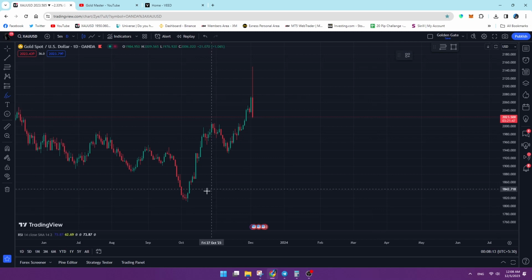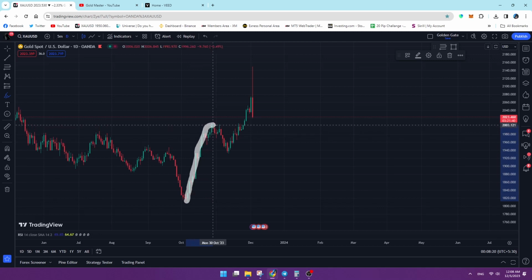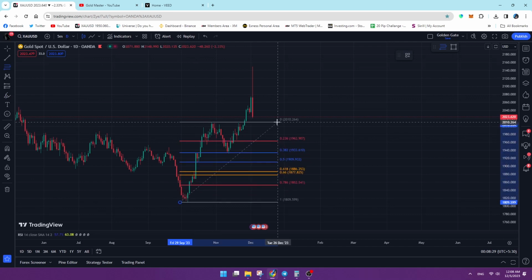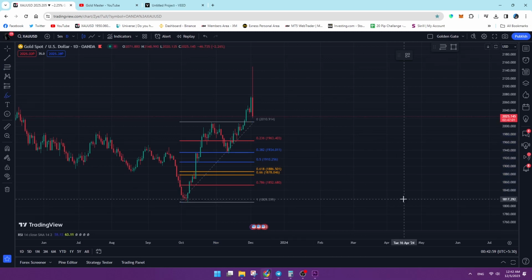Okay. First, let's see how to find a pullback in an uptrend momentum. When price is moving up and tries to pull back, we apply the Fibonacci tool from the swing low to the swing high. Now you can see price has bounced from the 0.382 level. These are the retracement levels. The 0.236 level is an 80% pullback from the trend.